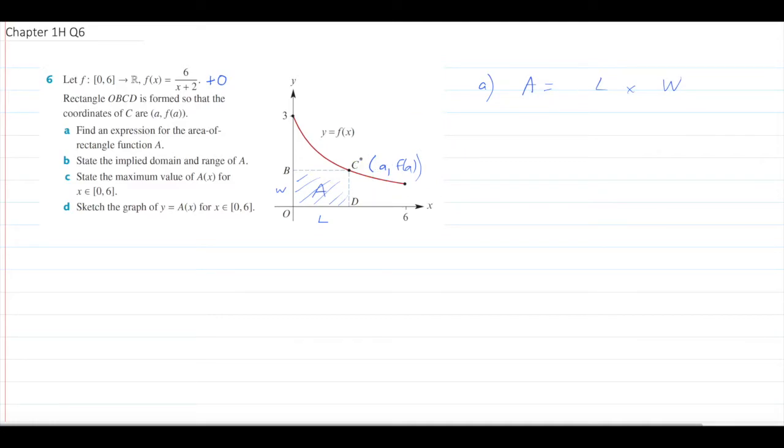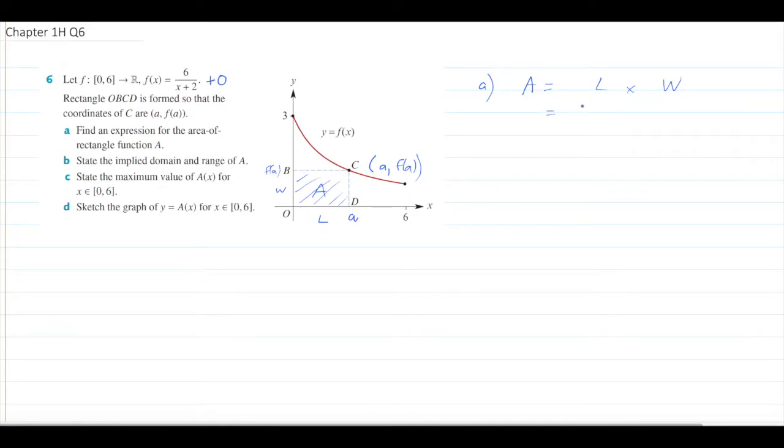Well, this is crucial. They've given to us that point C is (a, f(a)). So you can essentially say that the length of this rectangle, from O to D, is another way of saying a, because the x value from B to C is a, meaning O to D shares the same length as well. And likewise, from D to C, the height of this is f(a), because that's the y value. So you can say the height of this rectangle is f(a).